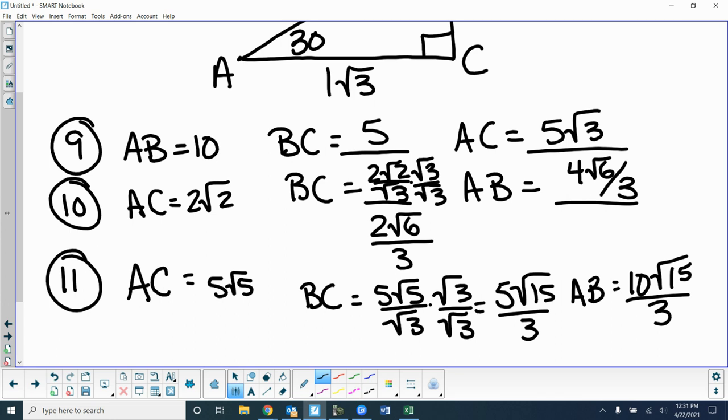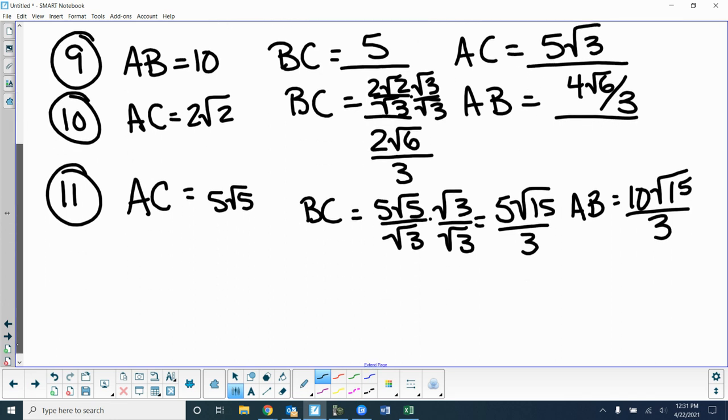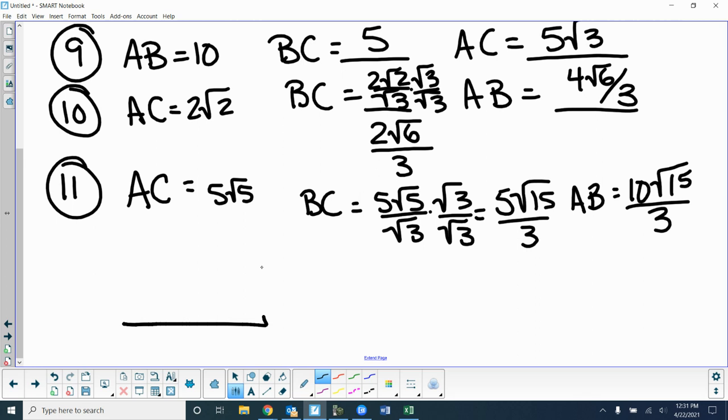So basically, 10 and 11 are the same problem. I just changed what you started with. The same procedure. So can you do it for BC now? I can. Oh, looks like I'm missing 2 points.